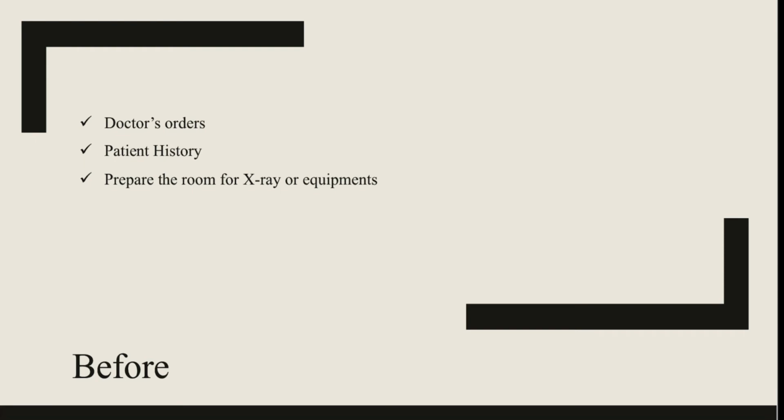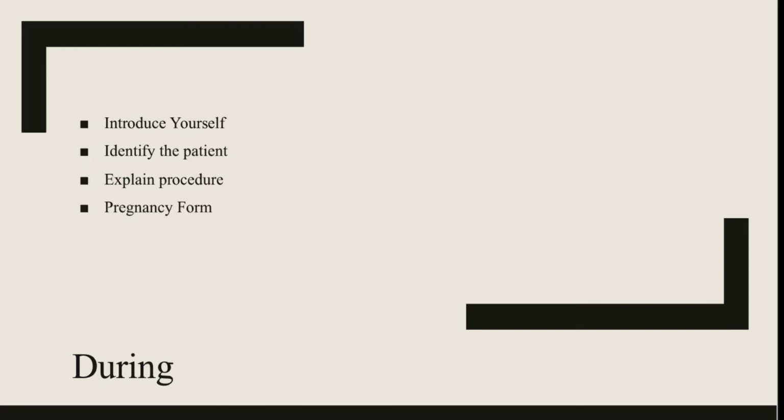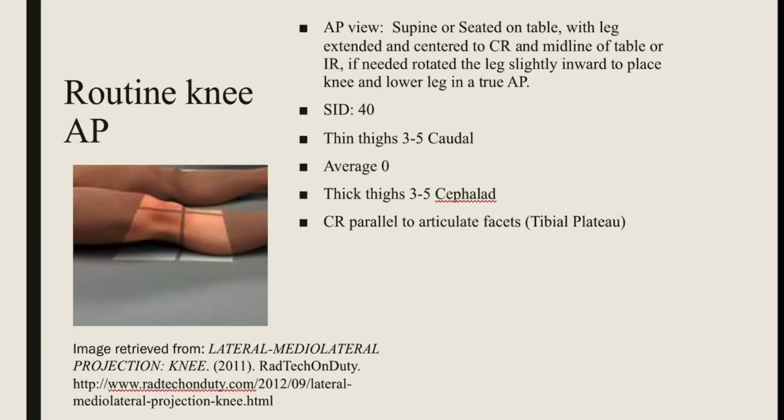Before the procedure, we are going to check the doctor order, take the patient history, and prepare the room for the X-ray or the equipment if we need to do a portable. During the procedure, we are going to introduce ourselves, identify the patient, explain the procedure, and ask for the pregnancy form. We are going to start with the AP view for the routine knee.